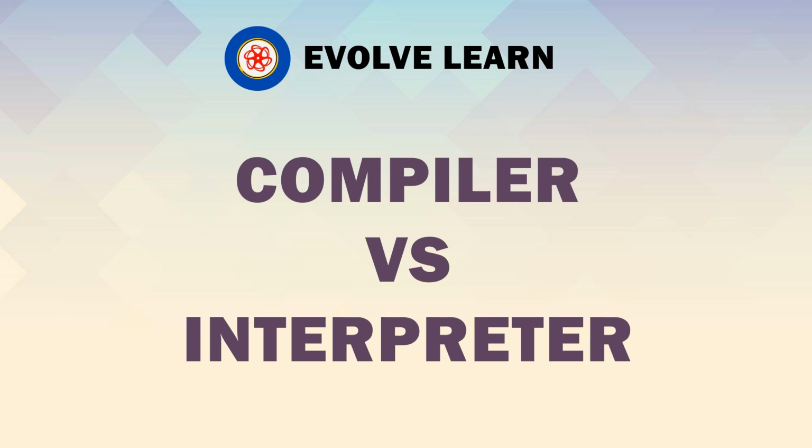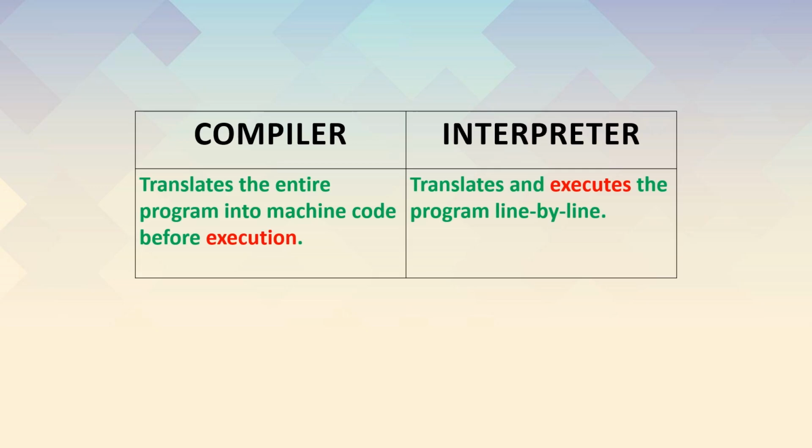Both compiler and interpreter are software programs that transform human readable or understandable code into a format that computers can understand and execute. Coming to the topic, compiler translates the entire program into machine code before execution. Interpreter, on the other hand, translates and executes the program line by line. Let's visualize this with a workflow diagram.